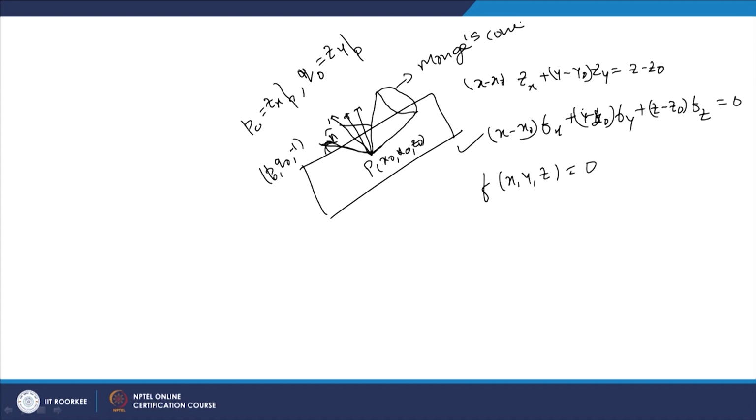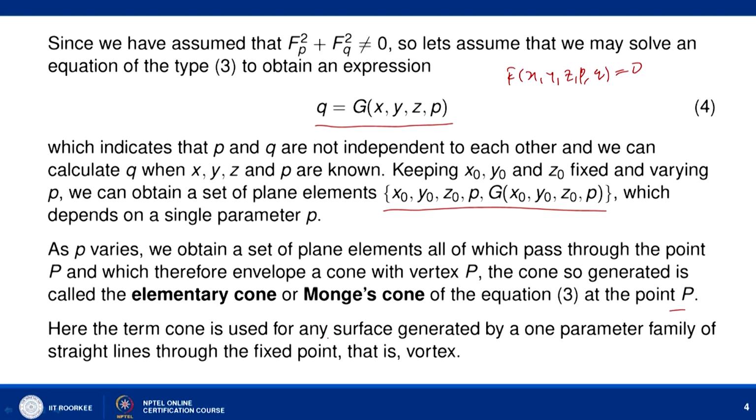Here the term cone is used for any surface generated by a one-parameter family of straight lines passing through a fixed point, that is the vertex. Here p is your one parameter; as you vary p, you get a line passing through this point (x0, y0, z0). So, we get a surface at a point by varying p, and we call the generated surface a cone, and we call this cone Monge's cone.